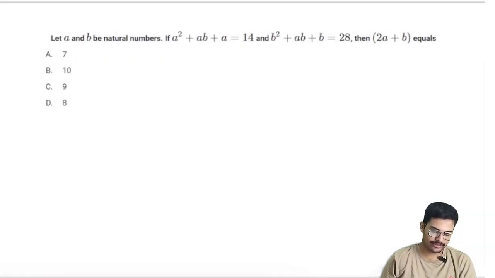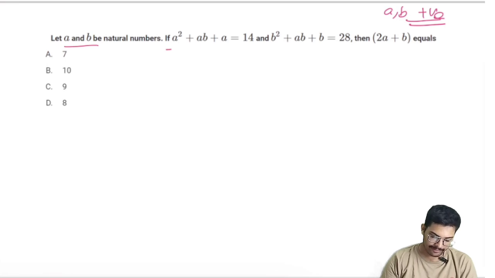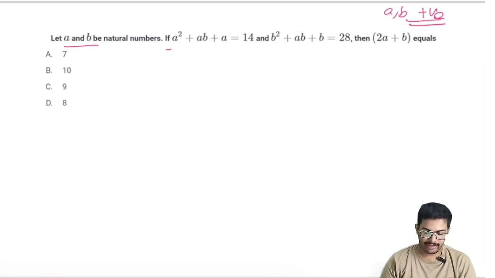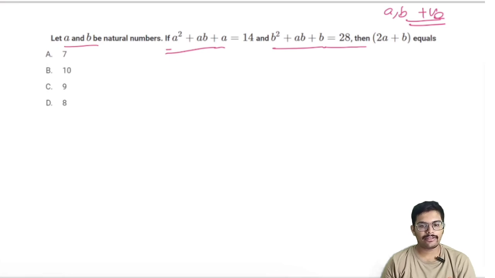We can solve this question. Let A and B be natural numbers. A and B are natural numbers, which means A and B will always be positive. Now, if A square plus AB plus A equal to 14 and B square plus AB plus B equal to 28, we need to find the value of 2A plus 2B.